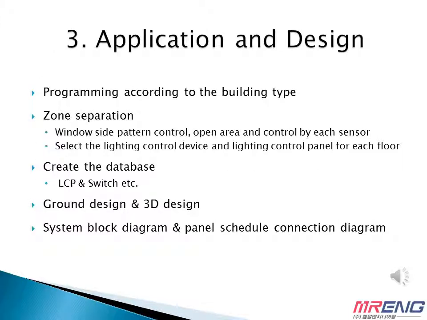At this point, we'll design a sample building as an example for installation and programming. For designing a building with lighting control, we must consider the following: programming according to the building type, zone separation, window side pattern control, open area, and control by each sensor. Select the lighting control device and lighting control panel for each floor, create the database, LCP and switch, etc., ground design and 3D design, system block diagram, and panel schedule connection diagram.